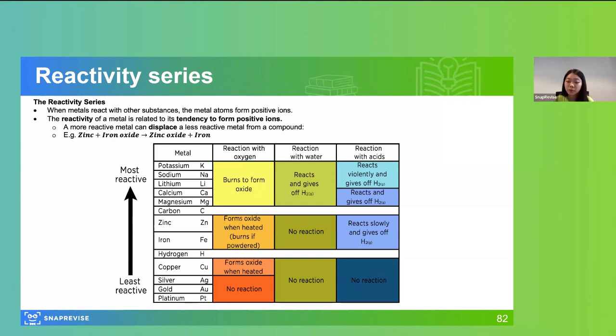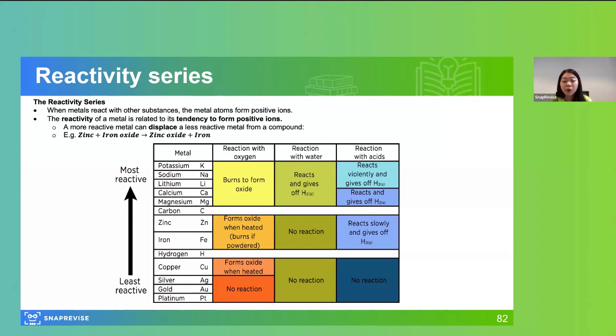If it's copper, it's going to form an oxide when heated, and there's not going to be any reaction for silver, gold, or platinum. These three metals have no reaction with anything. They're just so unreactive that they don't react with anything, at least not with any of these on the list.